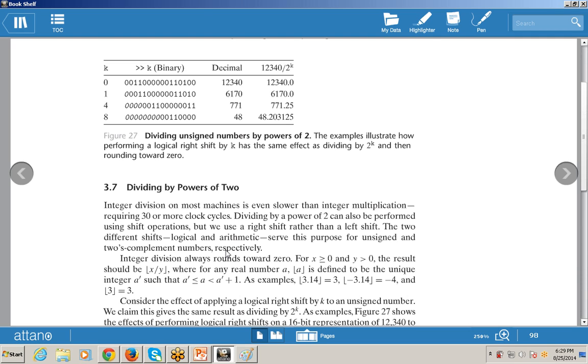This says integer division on most machines is even slower than integer multiplication, requiring 30 or more clock cycles. Dividing by power of 2 can also be performed using shift operation. Means whenever we divide by power of 2, it can also be performed using shift operations in computer architecture. But we use a right shift rather than a left shift. The two different shifts, that is logical and arithmetic, serve this purpose for unsigned and 2's complement number respectively.